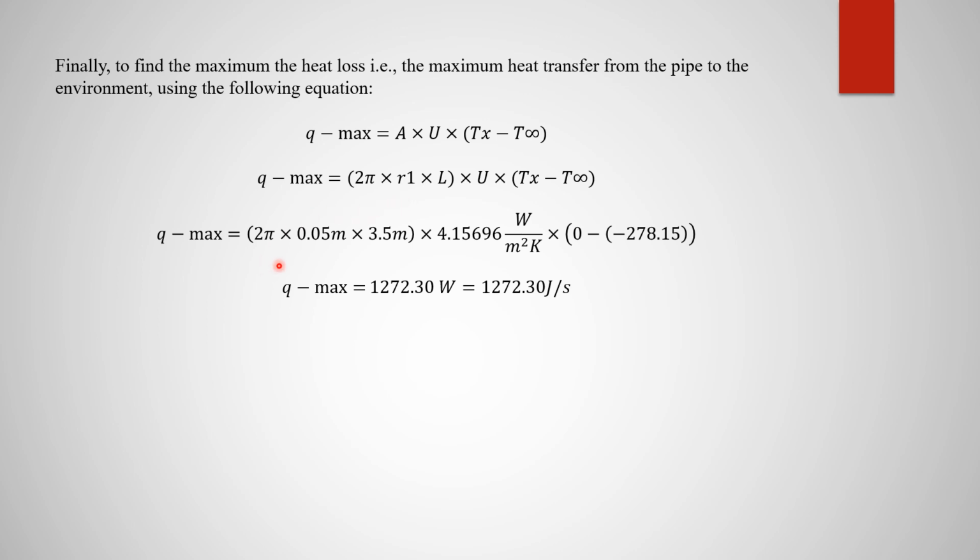Then filling in all the variables that we have, where the temperature is in Kelvin here as well, we found that the maximum heat loss is equal to 1272.3, which is also equal to 1272.3 joules per second.